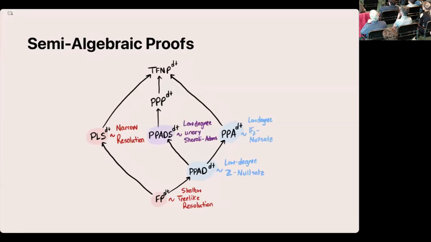And this class PPADS is also another interesting class. It's low degree unary Sherali-Adams. So in fact, even though these classes have been sitting around since the 90s, it turns out that for us, they correspond to proof systems that we have been studying also since the 90s.